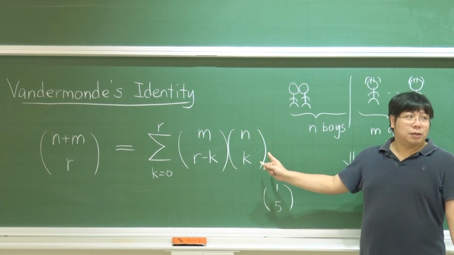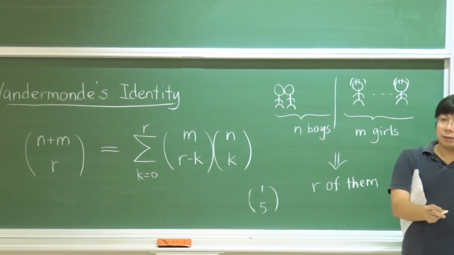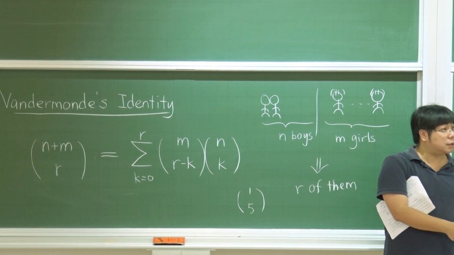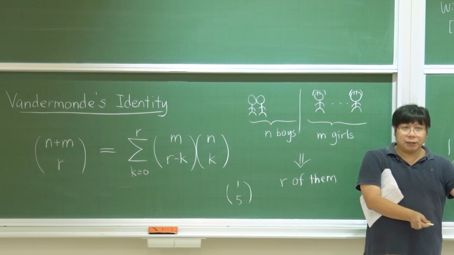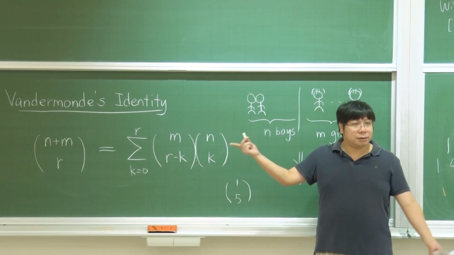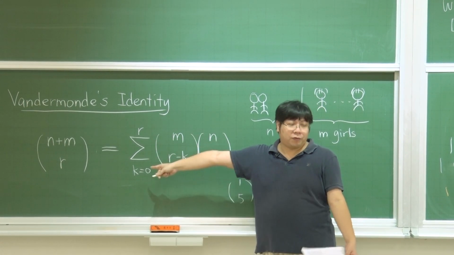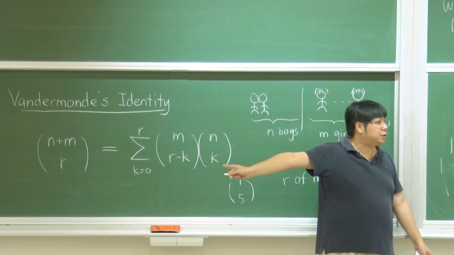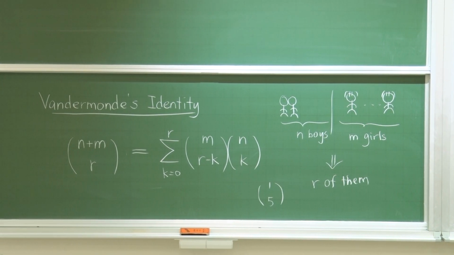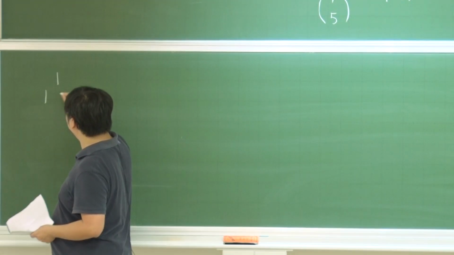So for the number of ways to select r people, you can think of this as case 1, there are no boys. Case 2, there is 1 boy. Case 3, there are 2 boys, and so on and so forth. And for each case, how many ways are there? This is the number of ways that there are exactly k boys. You sum all of them for k equals 0 up to r, and this is the answer. Now, so let's do the Pascal triangle again.